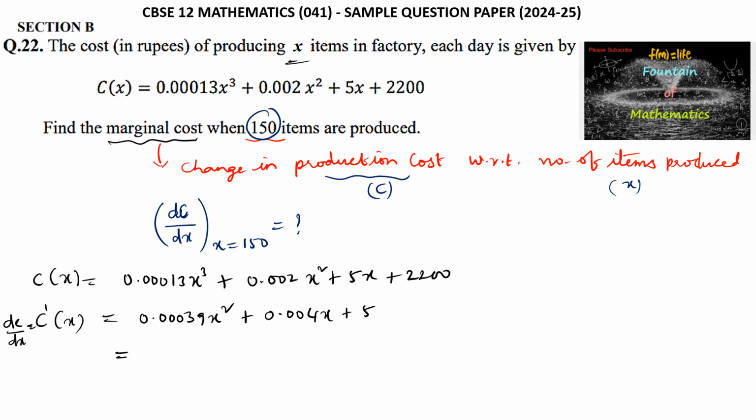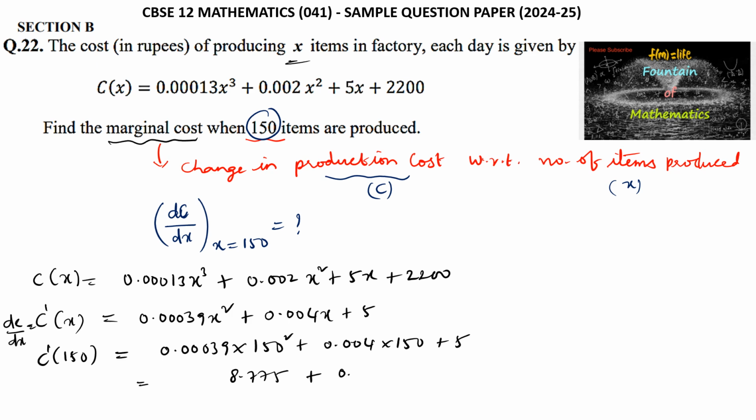Which is equal to, and now we need to find it at 150 items, so C'(150) is equal to 0.00039 into 150 squared plus 0.004 into 150 plus 5. After simplification and calculation you will get 8.775, and here 0.6 and 5, so adding you will be getting 14.375.